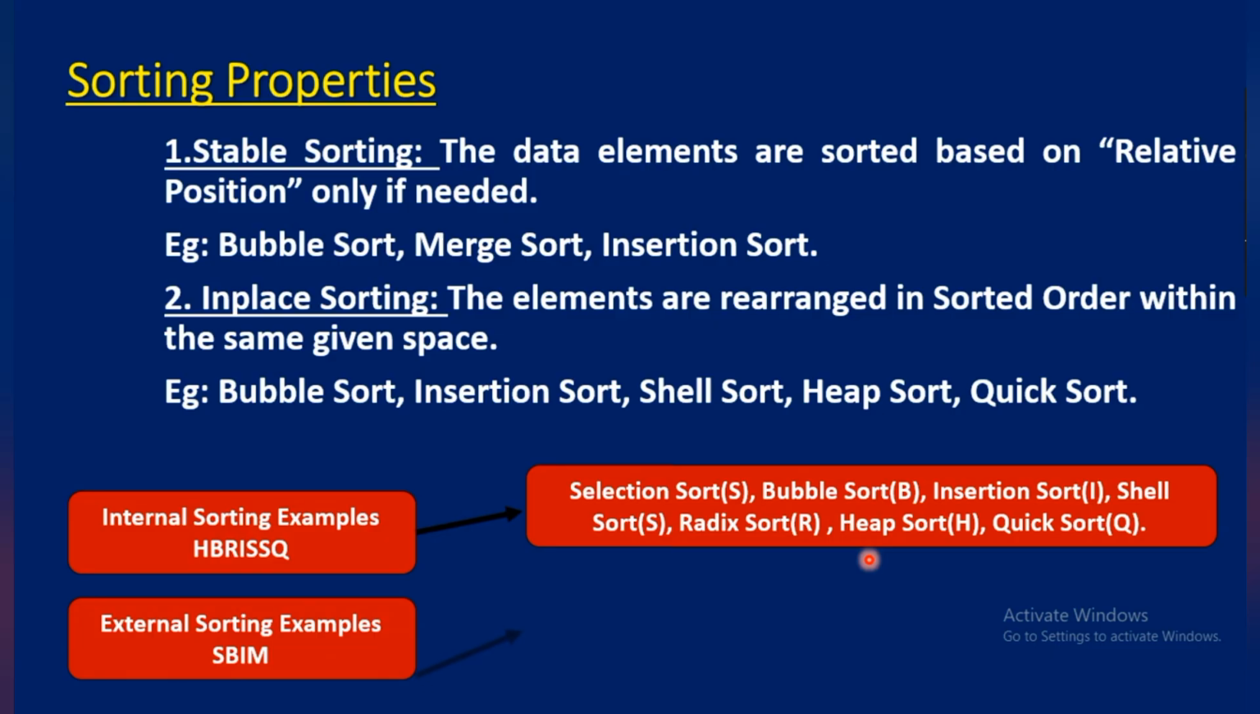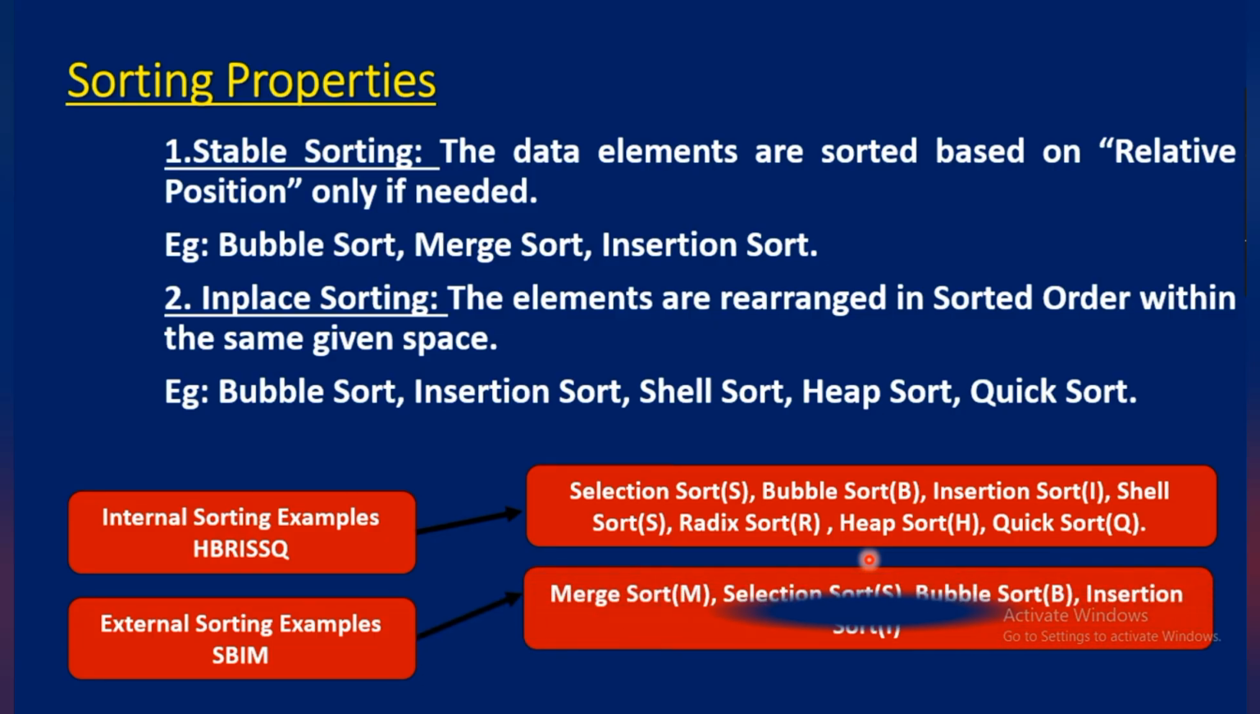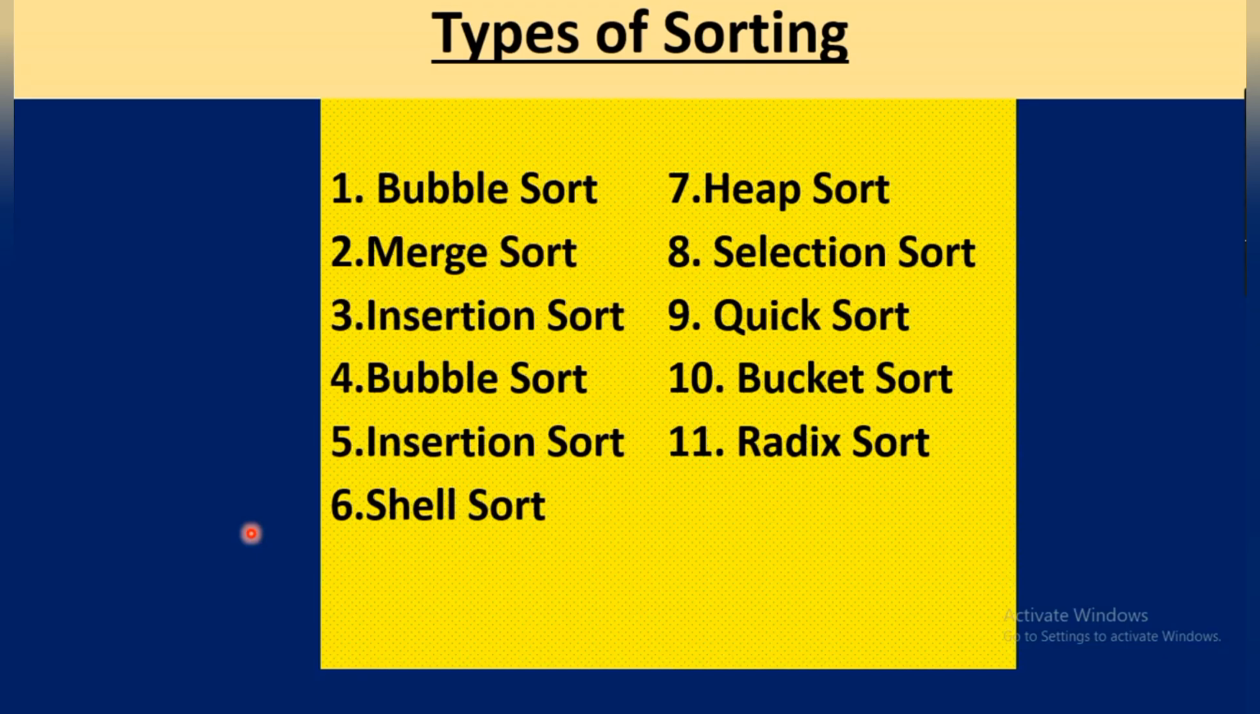Some examples of external sorting are merge sort, selection sort, bubble sort and insertion sort. This I have written in the shortest manner as SBIM, right? SBIM, like this you can remember. So internal sorting can be represented as HBRISQ, which you can easily remember, and SBIM is used for external sorting.